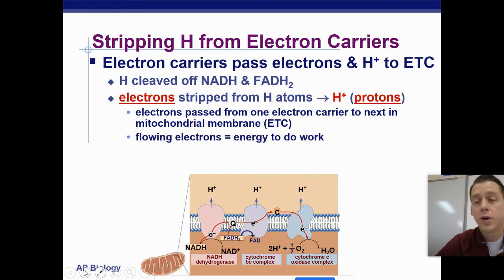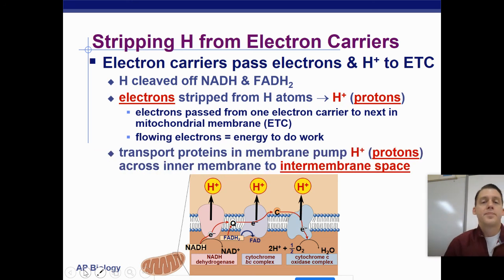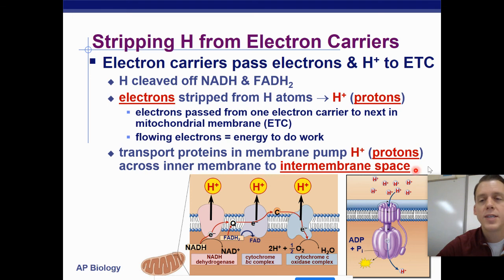The flowing electrons are losing energy as they move. That energy is transferred to the proteins, which can then pump the hydrogen across. Pumping there, and pumping there. The transport proteins in the membrane are going to pump hydrogen across the inner membrane into the intermembrane space where they are being built up. And that's going to give us our gradient that's going to cause our ATP synthase to work.